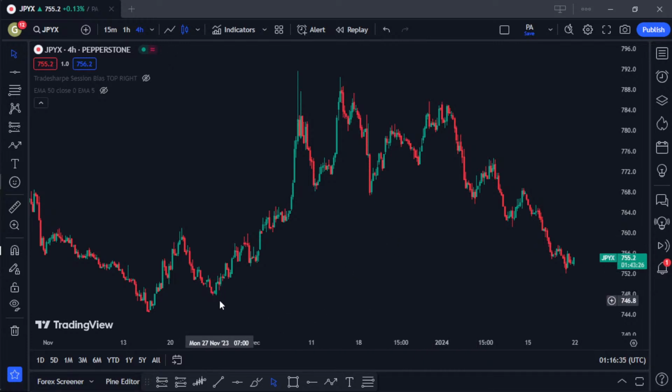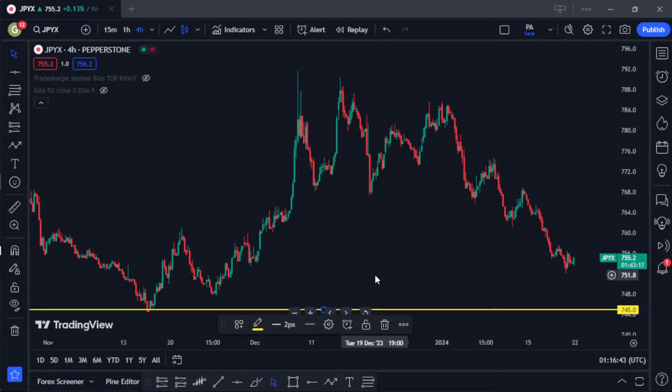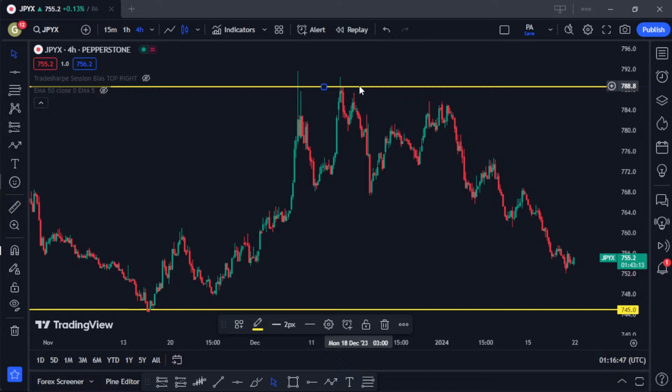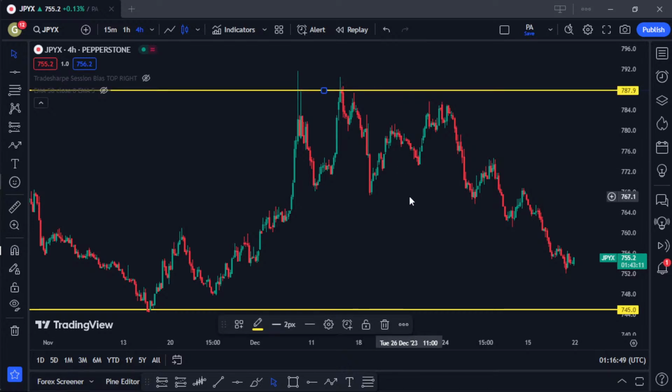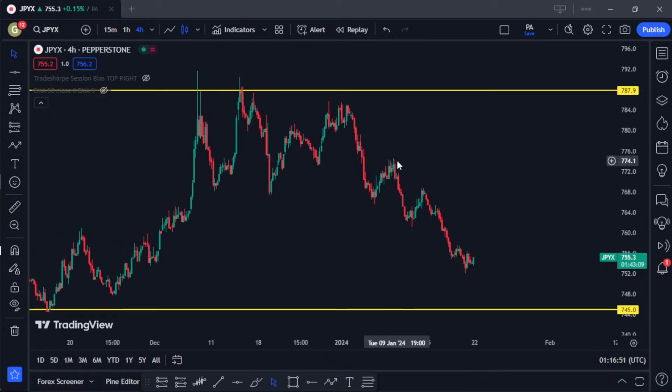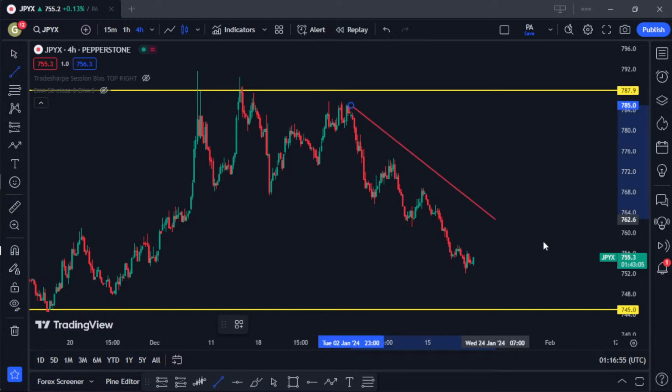So taking a look at the JPY index, let me just mark it here. So here is our clear support, and then here is our clear resistance. These are the most key things I always look out for in the market. So now the next thing we need to see here is that this market is a clear downtrend. There is not much talk about this market here. This one is a clear downtrend.